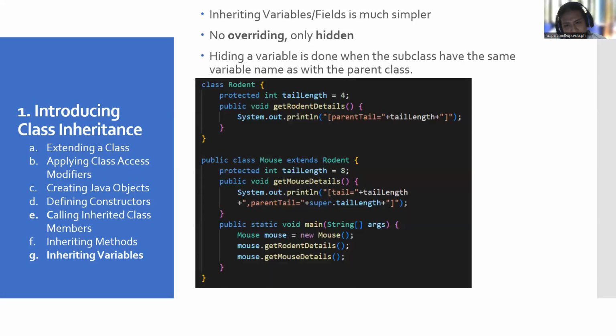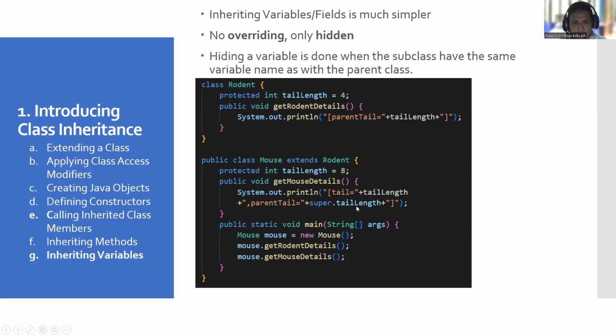So for example, here you have class Rodent, and it has protected int tailLength, which is 4. And you have a getRodentDetails method, which just prints parent tail length. Mouse extends Rodent, and then it has your tailLength again, same name, same int, but this one is 8. So when you print getMouseDetails, it prints the tail length of the mouse. It also prints the parent's tail length, so super.tailLength.